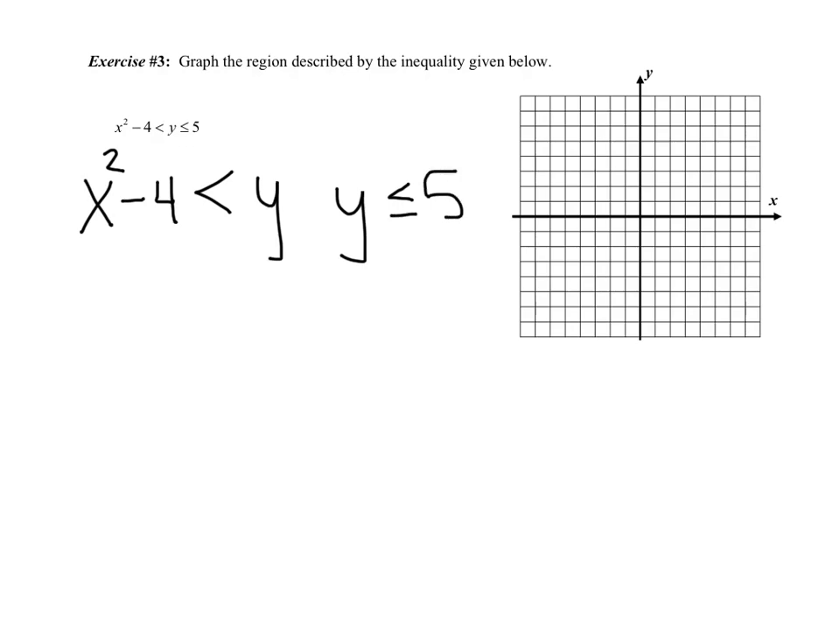Do you see how I have two systems in there? They wrote it as one, but there's really two. Let me say it again. This piece is less than y, and y is less than this piece. All right, so again, I'm going to do it in two separate colors. Y is by itself, so let's go ahead and graph the x squared minus 4.